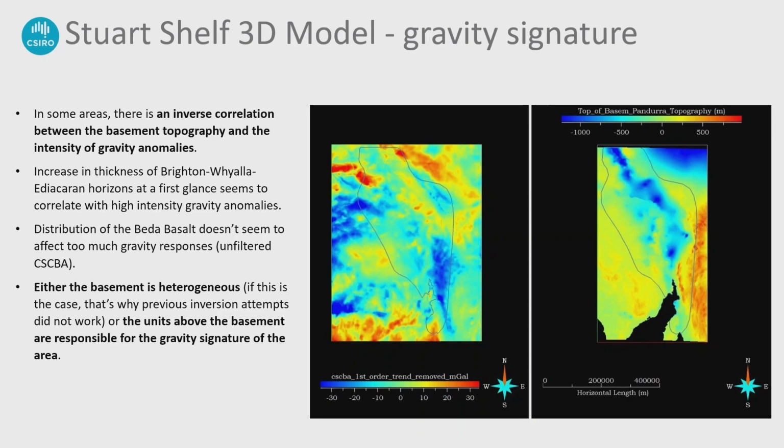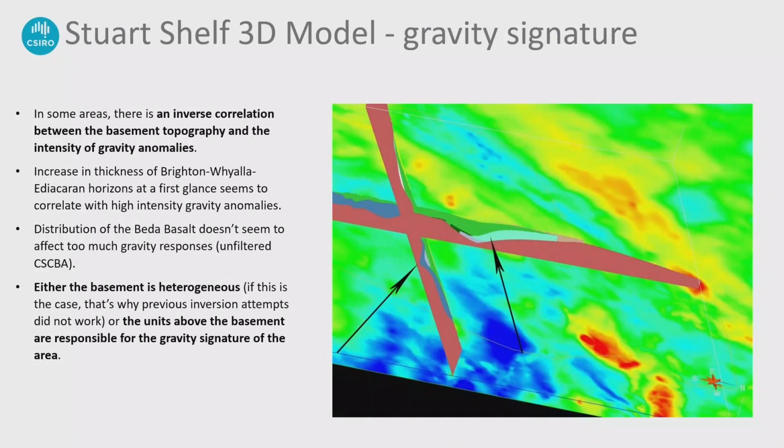And so my question was, is it possible that the units overlying the top of the basement are responsible for the gravity signature of the area? If you look at the intensity of the grid, this is a silly question actually, but I just wanted to have a little bit of fun with inversion. Yeah, that's an even better example. So we are looking from below. You've got thickening of the units above the basement. The basement is, of course, the horizon in red. And you've got these positive gravity anomalies. Same in here, positive gravity anomalies.